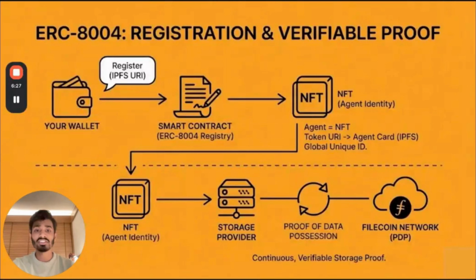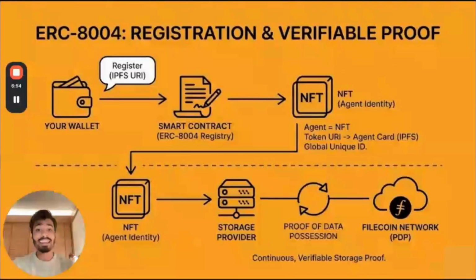The registration transaction is pretty straightforward. You just call the register function with your IPFS URI, and the contract mints a new token assigned to your wallet. You get back an agent ID, which is just the token ID in ERC-721 terms, and that ID plus the ERC-8004 registry contract address becomes your agent's permanent global unique identifier.